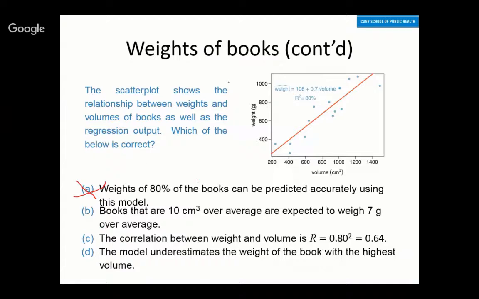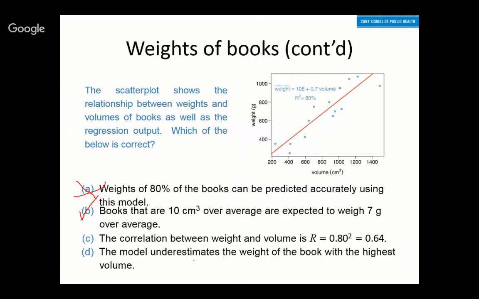If the slope here of 0.7 is telling us that for a 10 cubic centimeter increase in volume, you expect a 7 gram increase in weight, it doesn't matter whether it's over average or over 200 or over 1400 or whatever. That's the slope. So this one is okay.